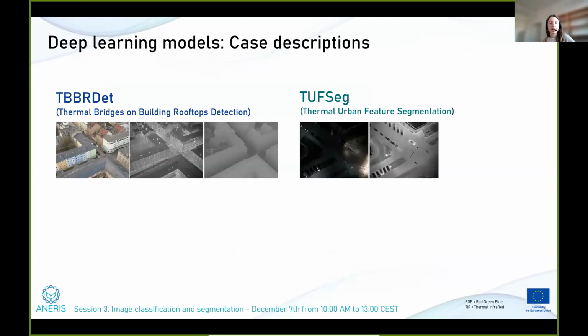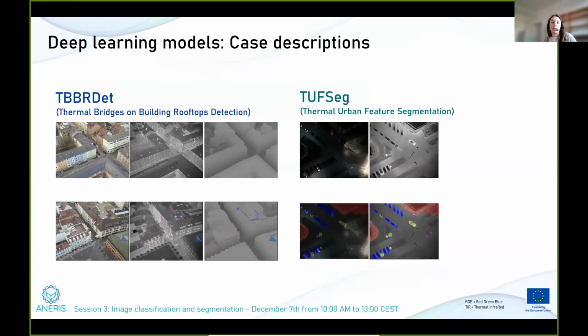What these look like in practice is exemplified here. So for the thermal bridges on building rooftops, we have the RGB, then the thermal, and then the height map. And for the thermal urban feature segmentation, we have the RGB and thermal image. And when we input these into our models, our outputs will look something like this. So we'll have, depending on the kind of model, instance segmentation or object detection. And then for the thermal urban feature segmentation, we have segmentation masks with our proposed predictions.